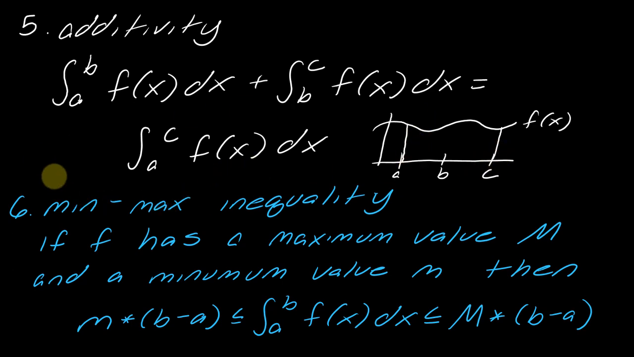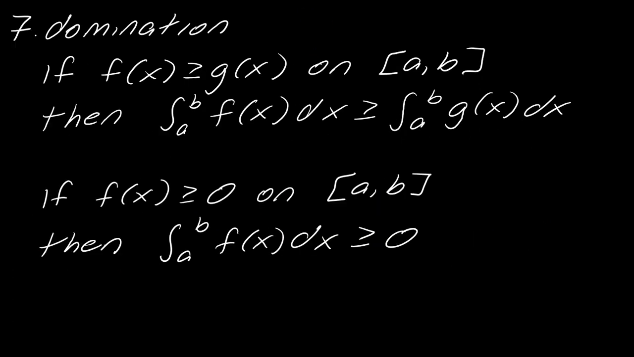Then we have the min-max inequality. If you've got a maximum value, a capital M, and a minimum value, a little m, then the value of your integral is going to be somewhere between those values m and M, times b minus a, the width of your interval. Then we have the last one, which is domination. If f of x is greater than or equal to g of x on some interval, then its integral will also be bigger. So that also makes sense.